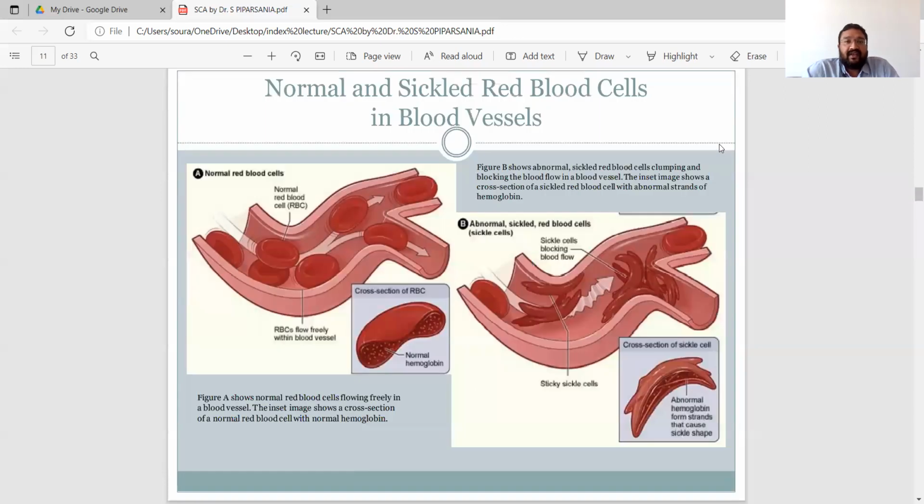This is the slide showing the structure of normal and sickle RBCs. Figure A shows normal red blood cells flowing freely in a blood vessel. The insert image shows a cross section of normal RBCs with normal hemoglobin. In figure B, abnormal sickle RBCs are seen clumped and blocking the blood flow in a blood vessel. The insert image shows a cross section of a sickle RBC with abnormal strands of hemoglobin.